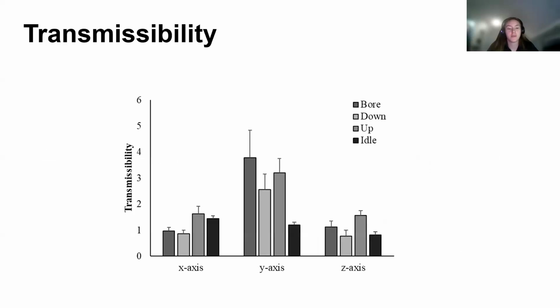When looking at transmissibility, it varied across accelerometers, axes, as well as cutting conditions, with the highest transmissibility happening in the y-axis for all of the cutting conditions, and then the x-axis for the idle.